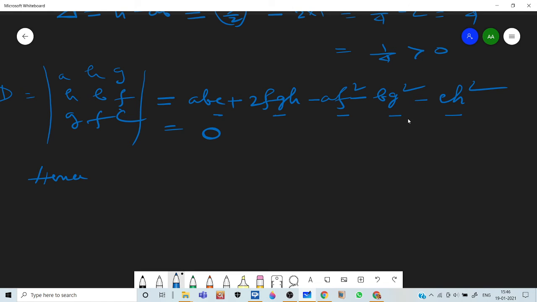Hence, the given equation represents a pair of straight lines.